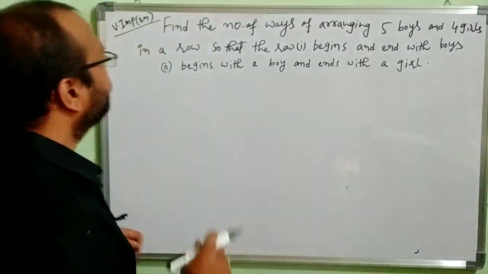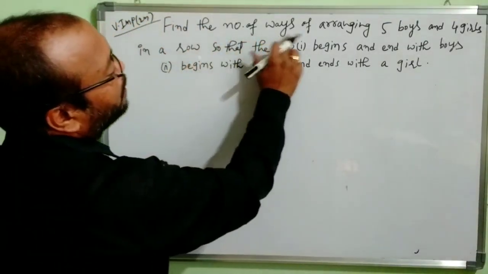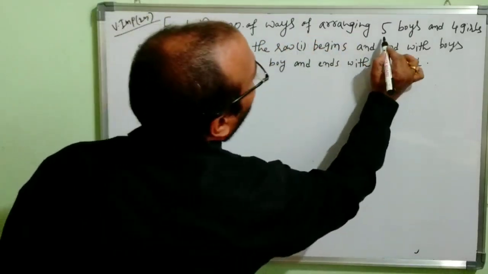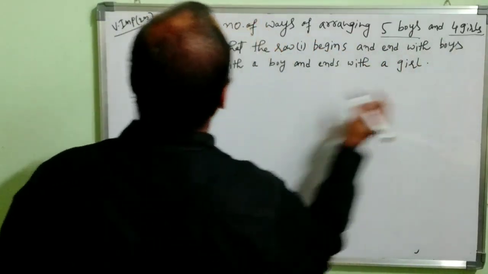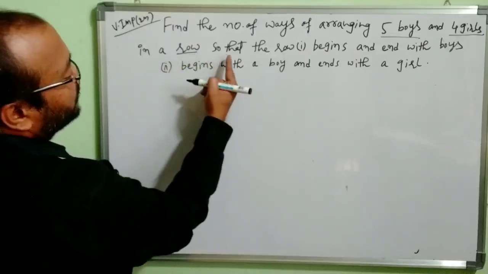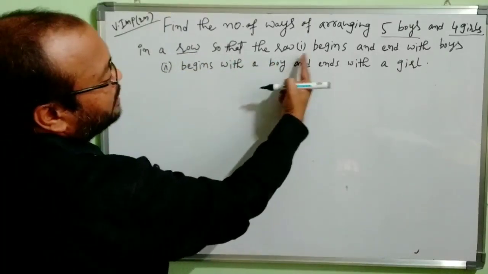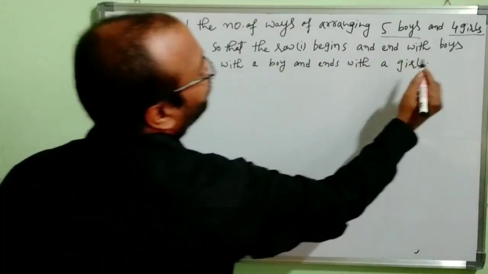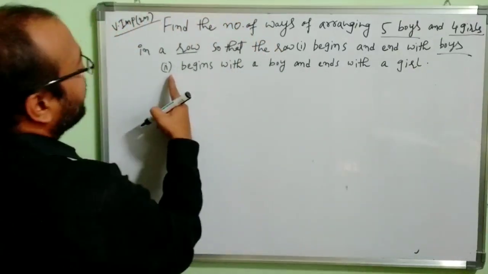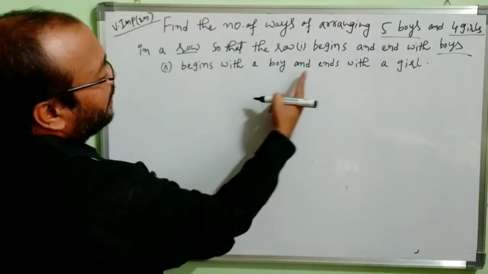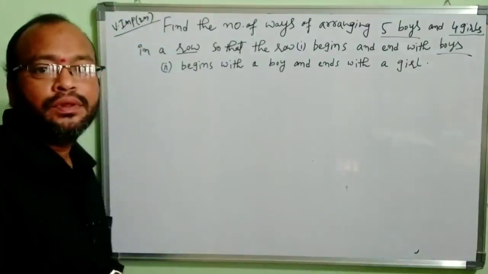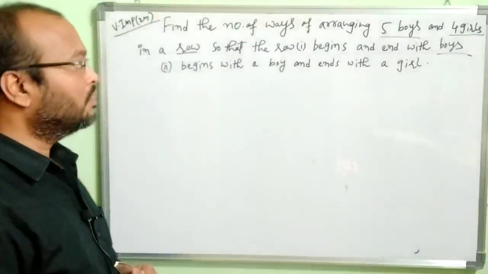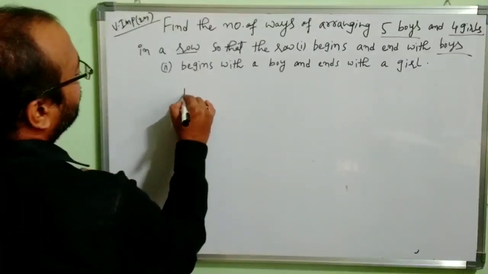Take one more problem. Find the number of ways of arranging 5 boys and 4 girls in a row so that the row, the first condition, begins and ends with boys. Second condition, begins with a boy and ends with a girl. So how can we solve? Look here now.